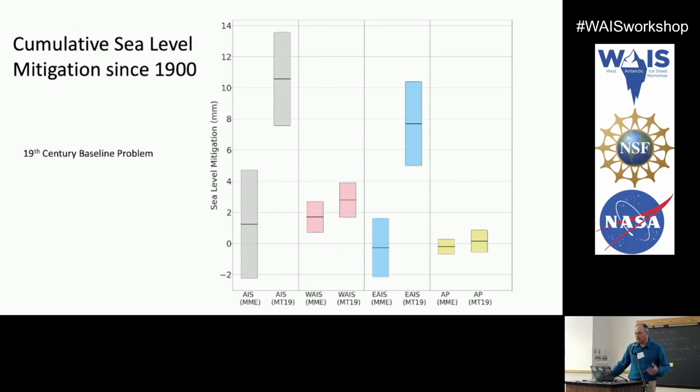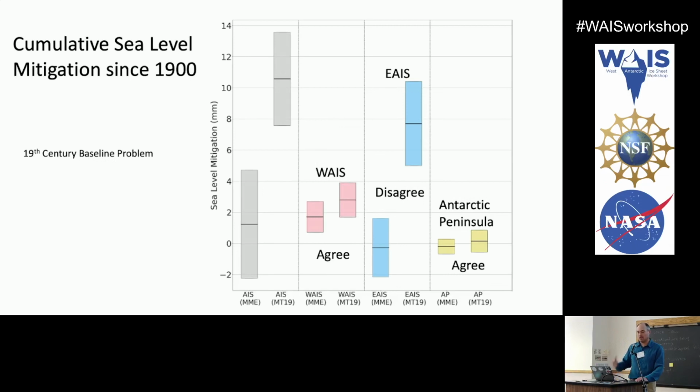So if we compare this cumulative sea level mitigation, what we can see is that we agree within uncertainty with Brooke and Liz for WAIS. Also for the Antarctic Peninsula, we tend to be a little bit lower, and I think there are some reasons why the data assimilation technique might not be getting quite the magnitude right. But the big disagreement here is East Antarctica, where I would argue this probably isn't that big of a surprise. We don't have a ton of skill there.